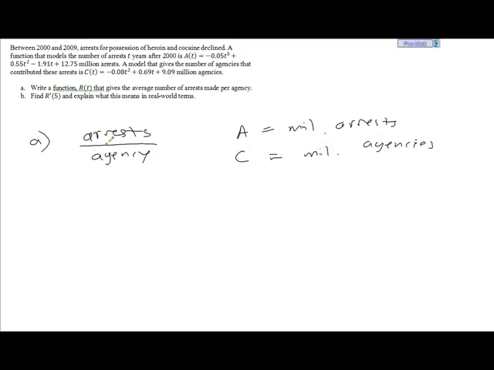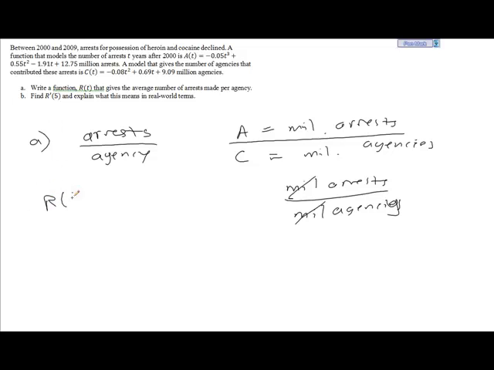So we can pretty clearly see that if we take this and divide by this one here, then we'll have millions of arrests per million agencies. And just like it doesn't matter if you say one pound of apples is $1 or 100 pounds of apples is $100, the millions don't need to be there since they're the same quantitative unit. So the millions cancel out and we have arrests per agency. R of t would just be the ratio of A of t and C of t. So there's our function that we need.